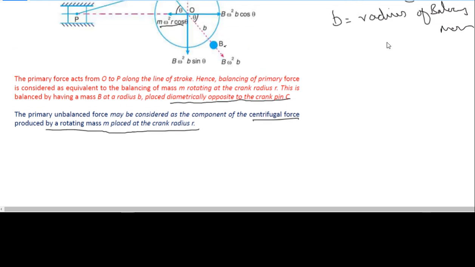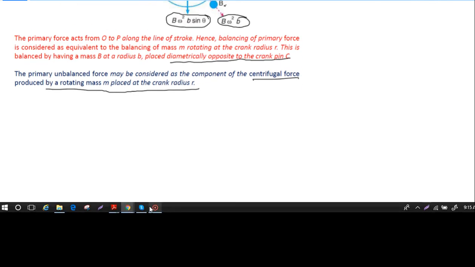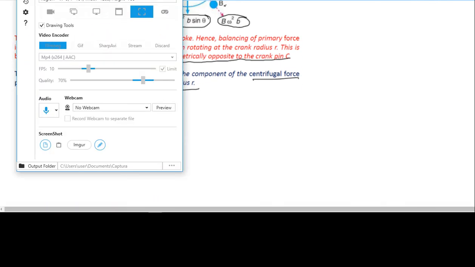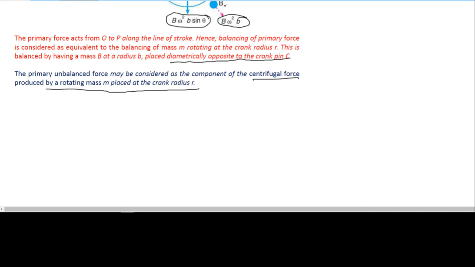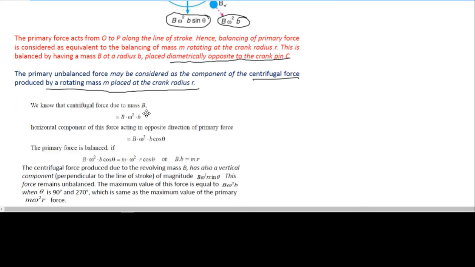If you take B, b as the balancing force, this will also generate a centrifugal force b B omega square, and it will have a vertical component and a horizontal component. The horizontal component will be equal to B b omega square cos theta, and the vertical component will be equal to B b omega square sin theta. So we know the centrifugal force acting with the balancing mass will be B b omega square, and the horizontal component is B b omega square cos theta, and the vertical component is B b omega square sin theta.